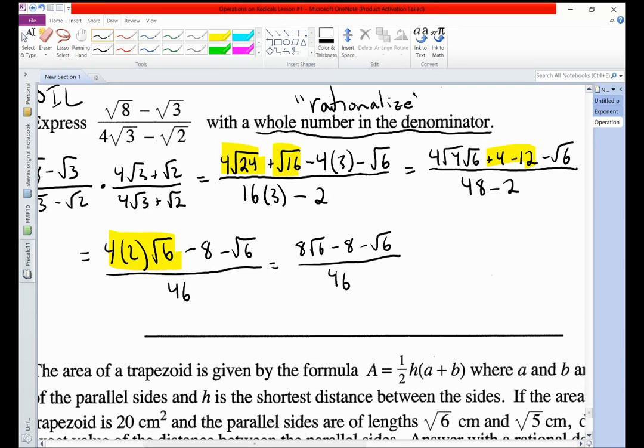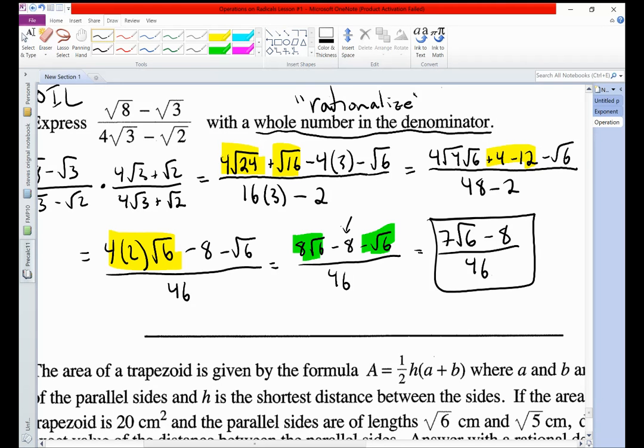And you can see here that we have some like terms. We have 8 root 6's minus a root 6. So that's going to give us 7 root 6's. We still have a minus 8 there. That comes from right there. And it's all over 46. And I think that's as far as we go. So we've rationalized the denominator. We've got our whole number in the denominator. That's what it asked us to do.